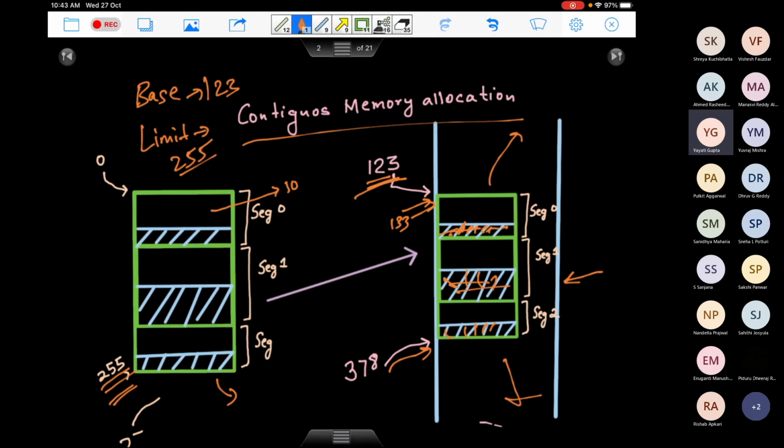In case some of the segment grows here, what will happen? It's pretty straightforward. Let's say segment 1 grows, so it can grow till here. Let's say it grows this much. You don't have to do anything. Still you can generate the virtual address in the same way. In the physical memory again, it has that space, so it can use that.